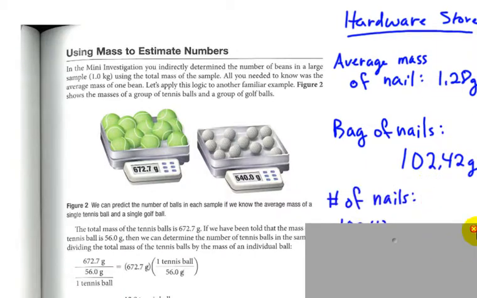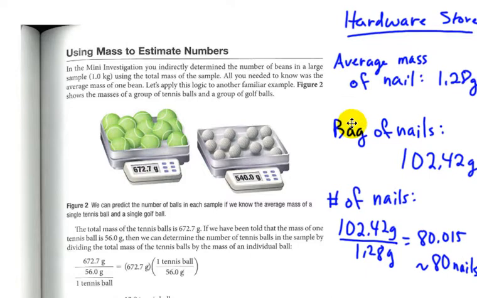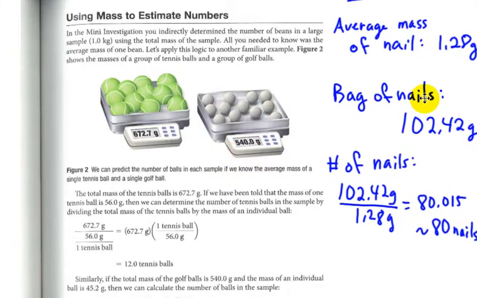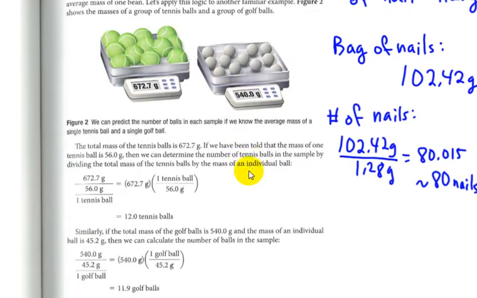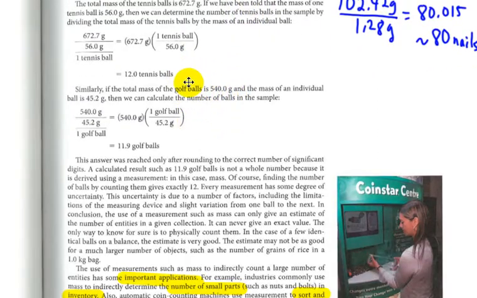So as you can see, we could get the number of nails by calculating, and we'd get very close to a whole number. The extra 0.015 would likely be the mass of the bag itself. If we knew the average mass of a single nail, we could figure out how many nails you'd have in a bag, or tennis balls, golf balls, etc. So that's what this page is going through.